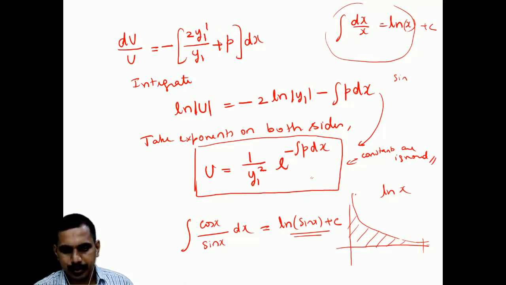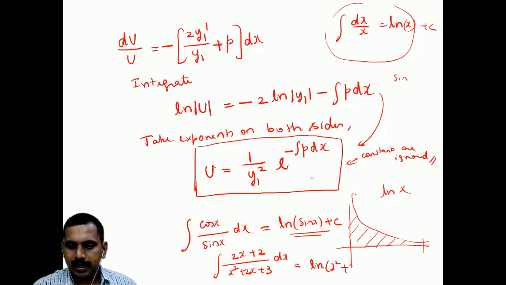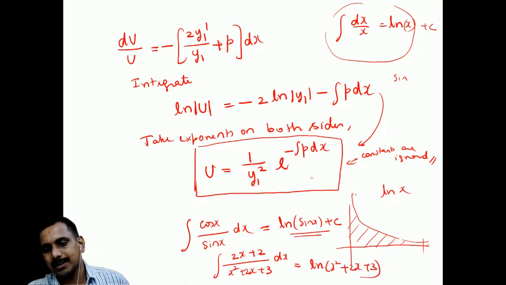This may be handy for you, students. For example, if I have something like this, which we have used in homogeneous functions also, where we had x square plus 2x plus 3. So the integration of 2x plus 2 over x square plus 2x plus 3, if I have it like this, dx is actually equal to log of x square plus 2x plus 3 plus constant.